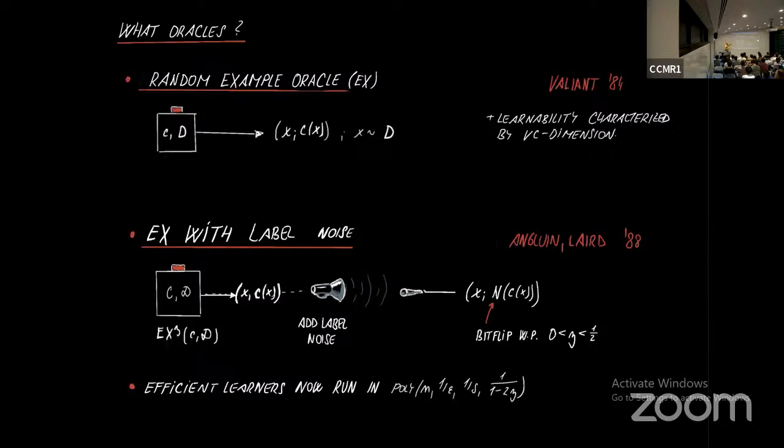The next oracle that I'll need to introduce statistical queries is learning from random examples under noise. So it's the same as the above one, except that with some small probability, your labels get corrupted. So, like, whatever was labeled as 0 may get labeled as 1, and vice versa.